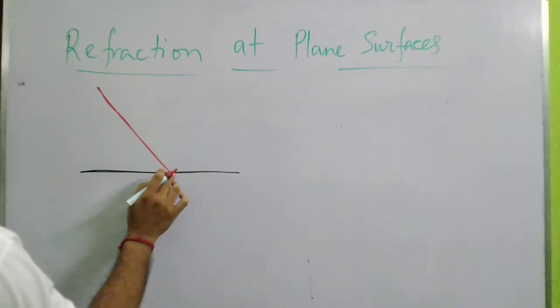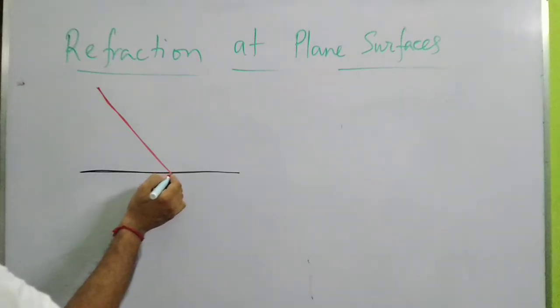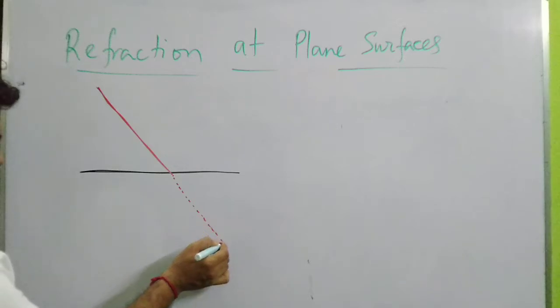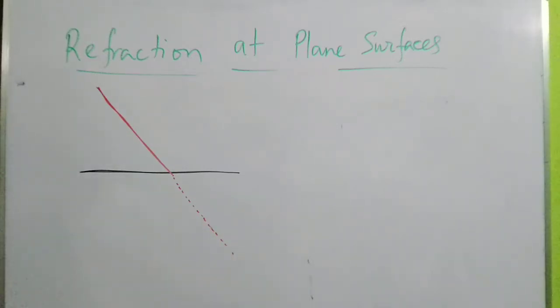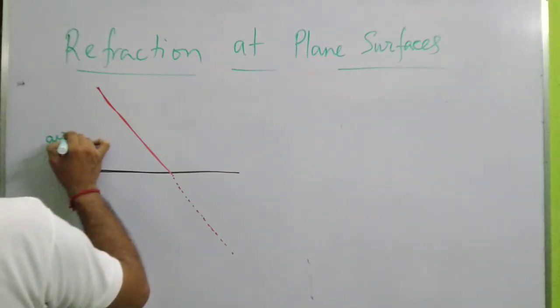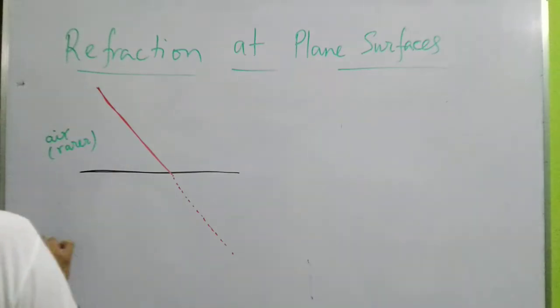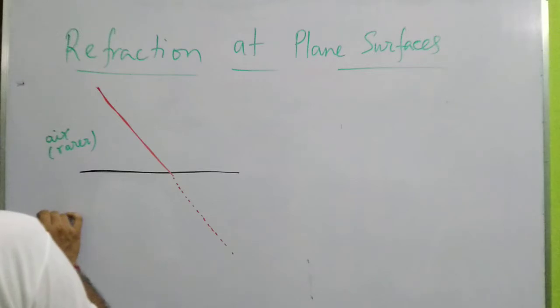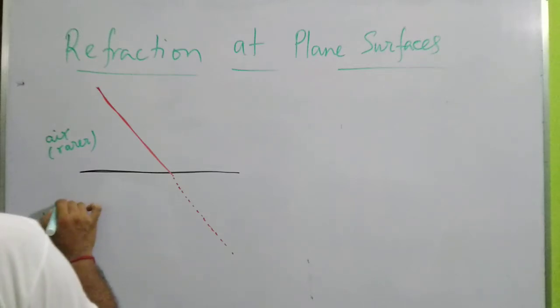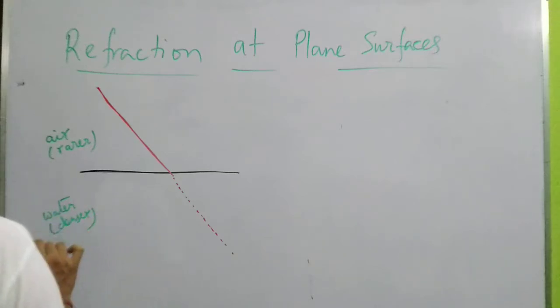Had the light been traveling through the same medium, it would have definitely traveled in this direction. But what happens here? This side is, say, air. Air is a rarer medium in comparison to water, say this surface is water. Water is a denser medium in comparison to air. Remember this.